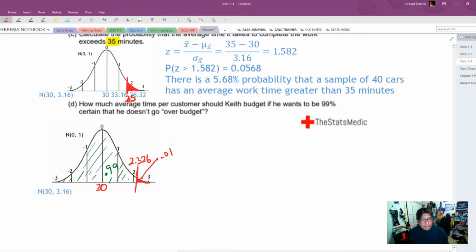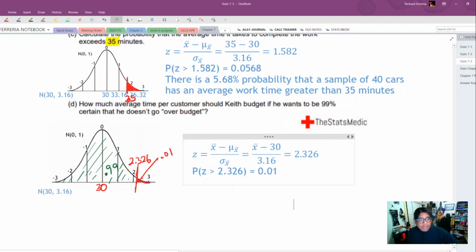And we can go now to the same equations that we've always used. So z is still equal to x bar minus mu x bar divided by sigma x bar. This time we're going to leave x bar here because we don't know that number yet. We just know that the z-score is going to be 2.326. You can use algebra to solve this, but if you don't want to use algebra, I'll show you the trick. Before we get to the trick, you also need to write a probability statement. So the probability that z is greater than 2.326 is 0.01.